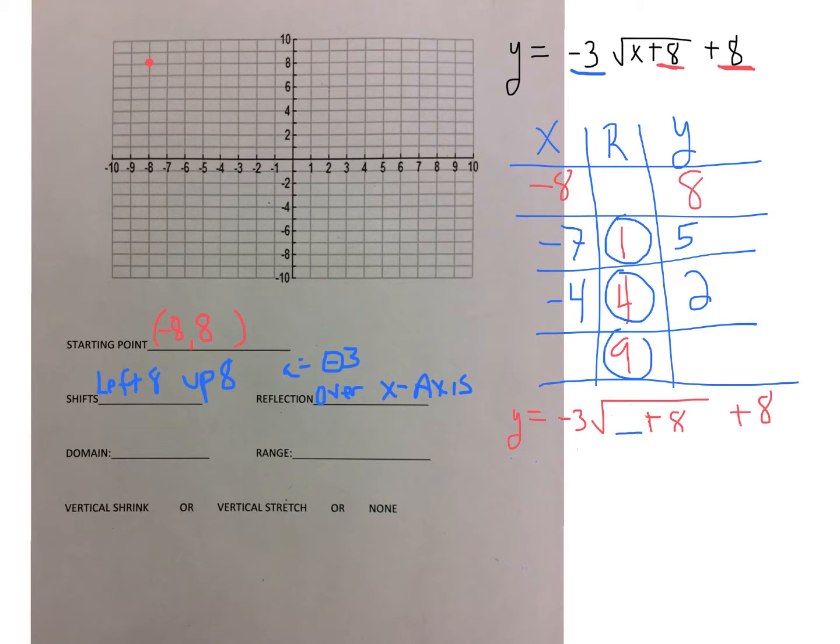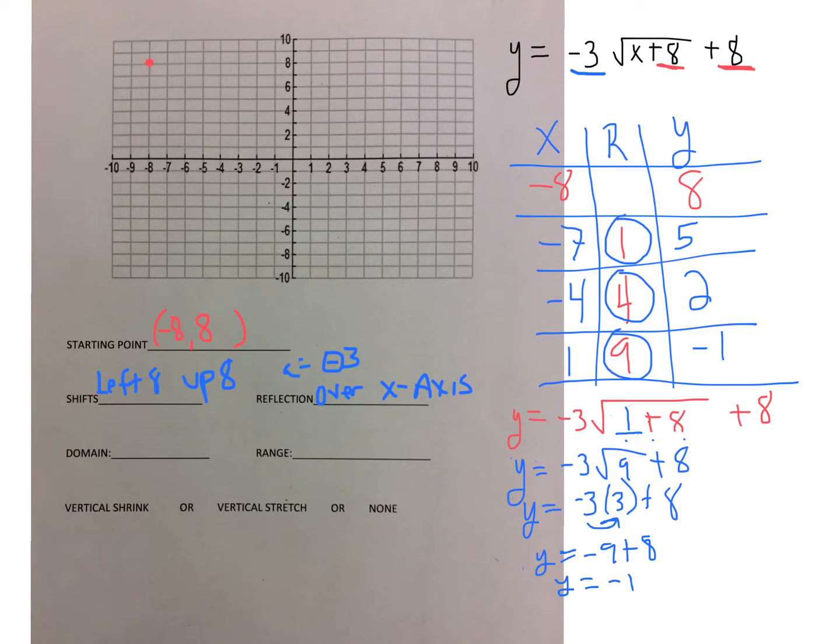I want 9 under the radical. So what plus 8 gives me 9? Well, that would be +1. Y equals -3 radical 9 plus 8. Y equals -3 times 3 plus 8. Alright, so we multiply this. Y equals -9 plus 8. So Y is -1.